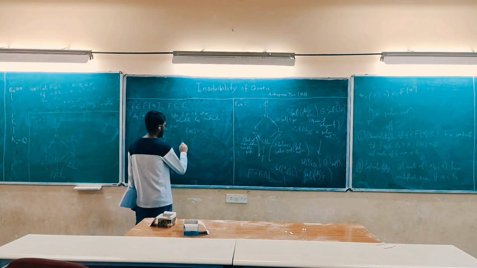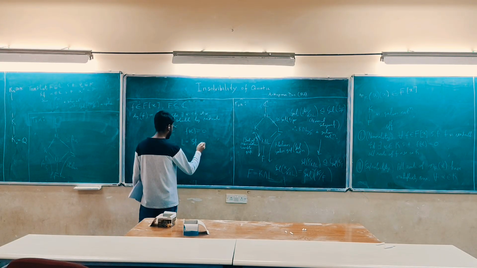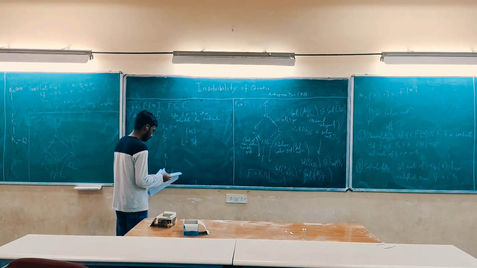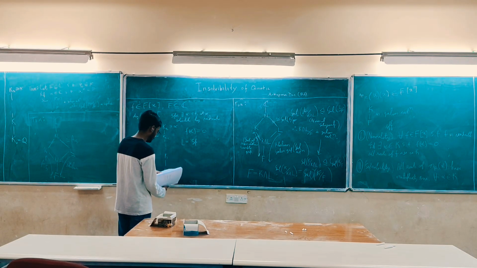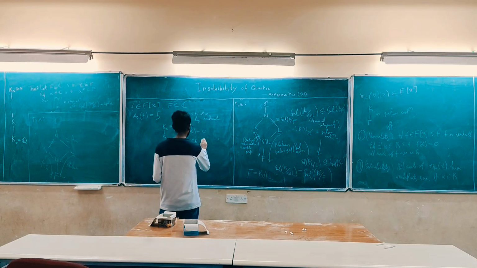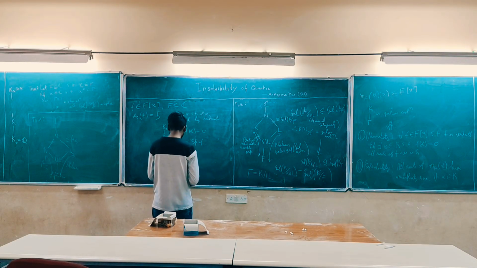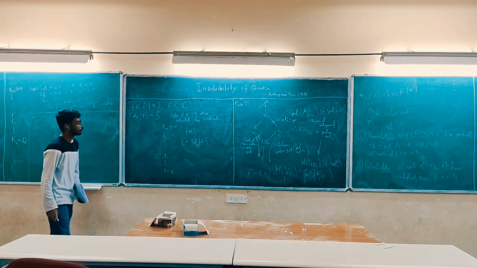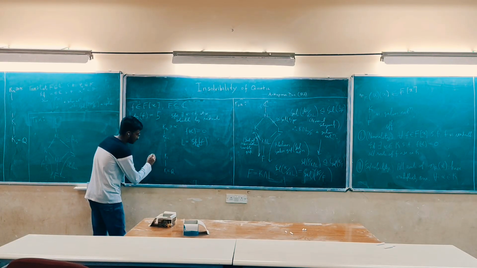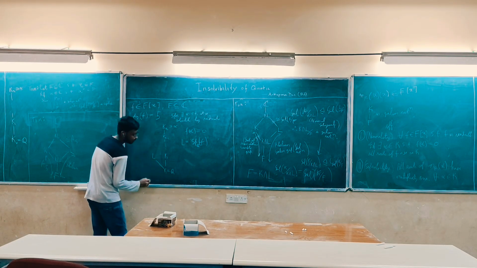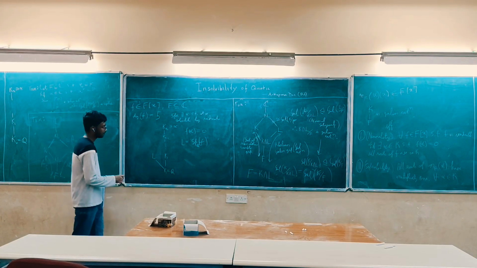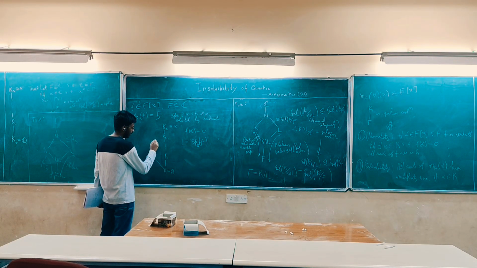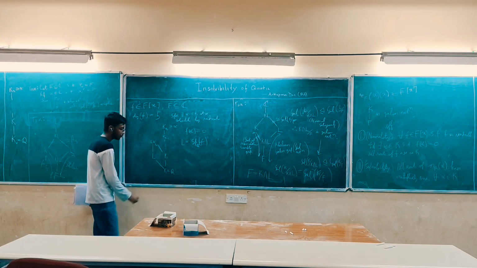Say N is equal to the splitting field of f over K. So N is a splitting field of f over K. Then this N is an extension of Q, right? And this N K2 is an extension of both N and K2.